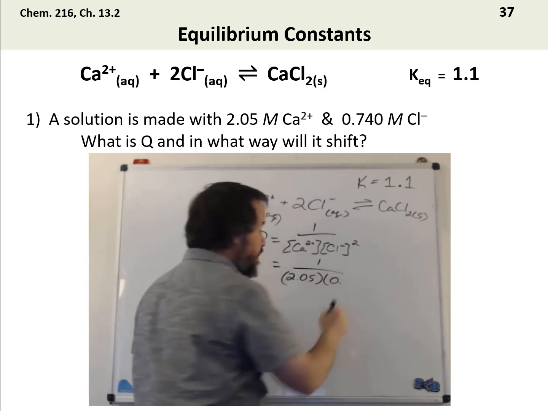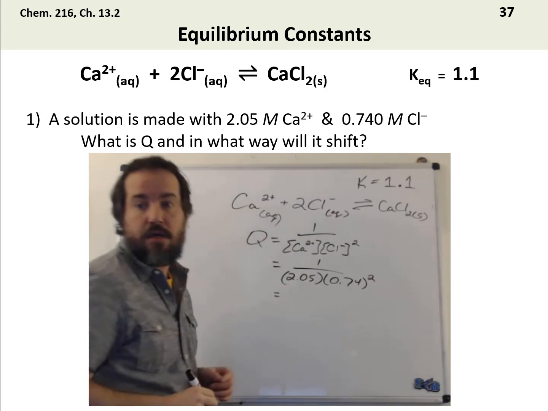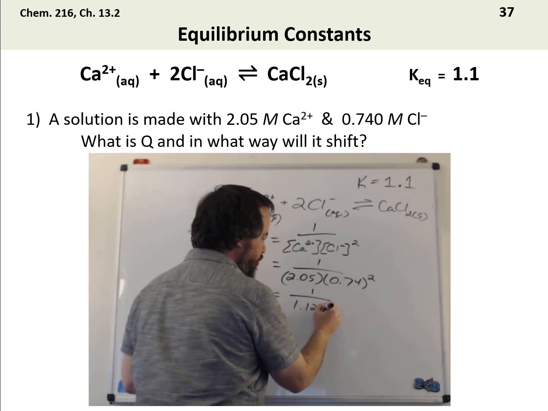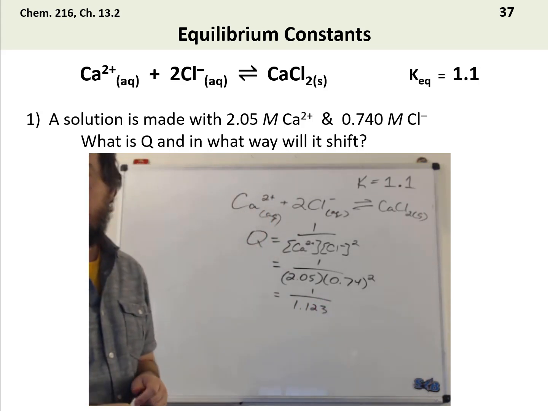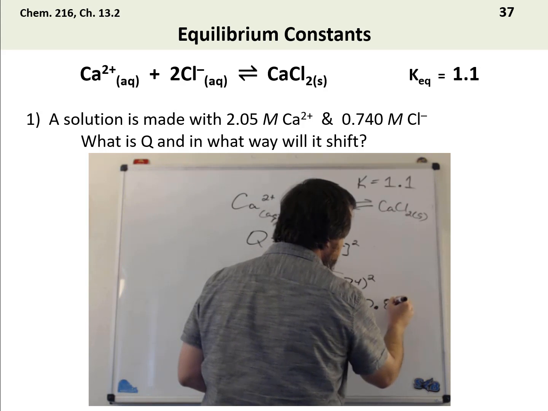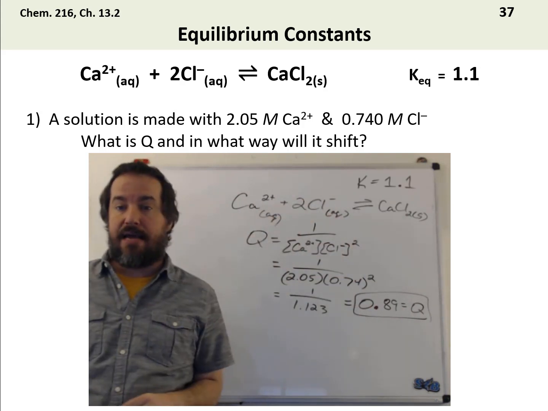This is 0.74 molar. That's going to get me 1 over 1.123, and that's going to get me 0.89. That is my Q. Okay? So that's my Q, that's my K.